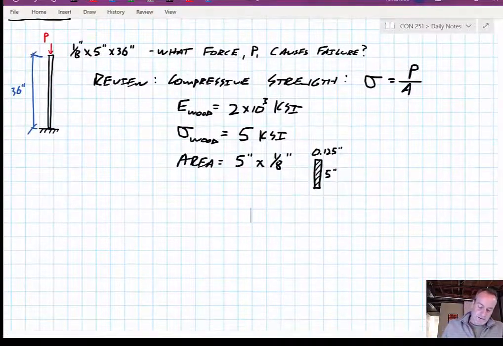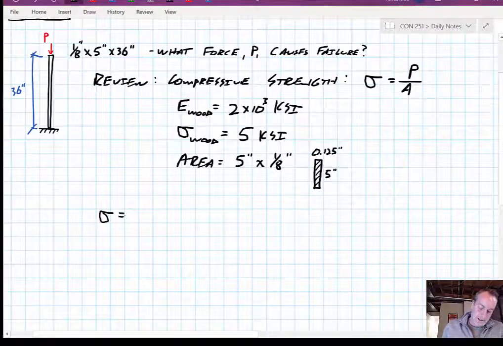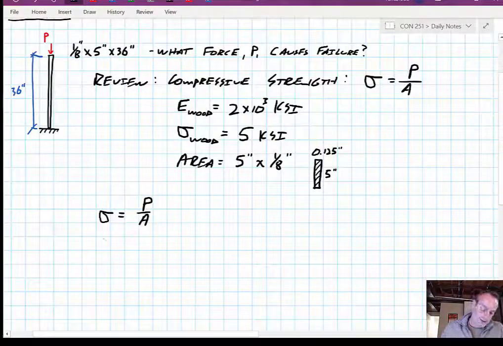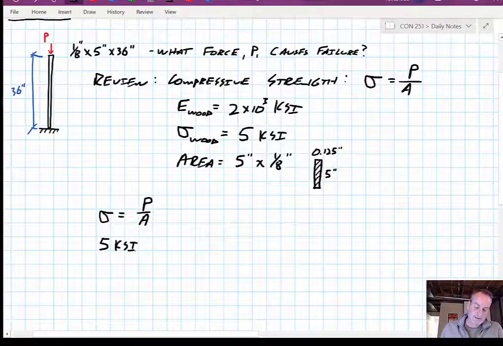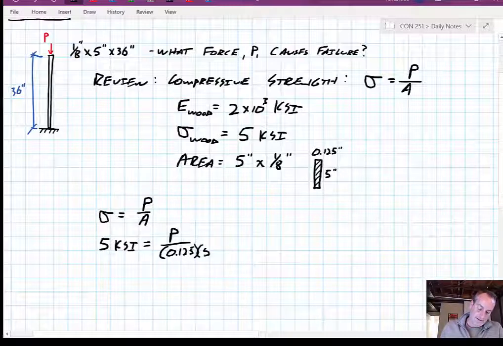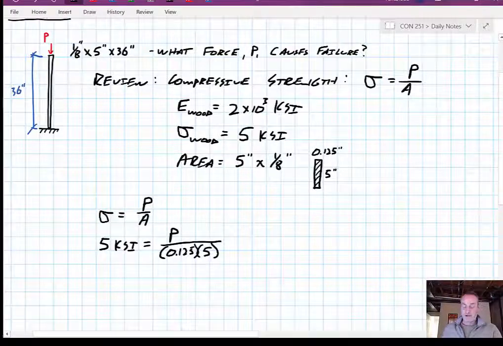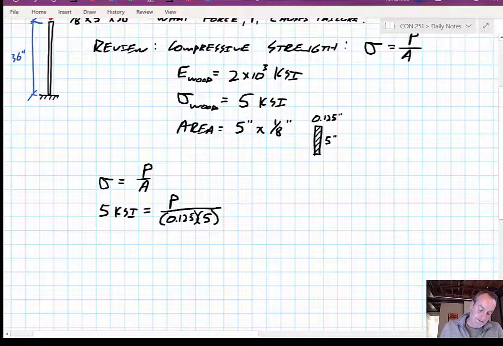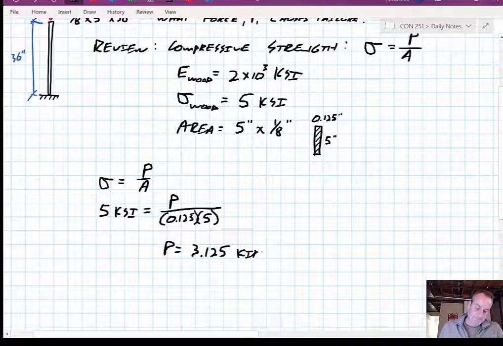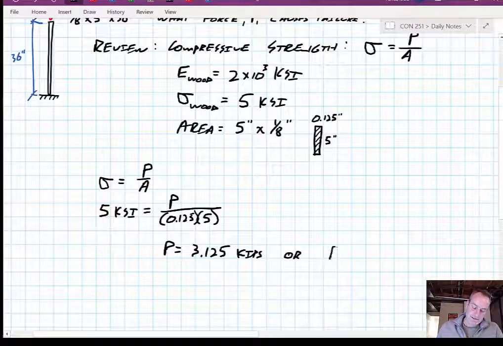So with that in mind, I can look at our equation, which says that our compressive stress is equal to our force applied over the area, and plug in what I know. I can have a maximum compressive stress of 5 KSI before the wood fails, equal to this force over the cross-sectional area, which we said was this 1/8 inch times 5 inches. So multiply 5 by 0.125 and another 5, and I get a total force of 3.125 kips.